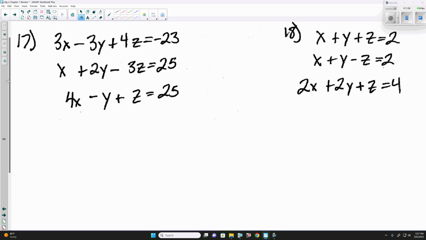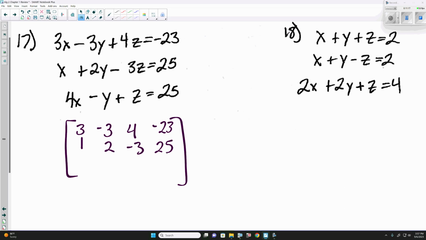Now we can do the same thing for 17 and 18. So we'd write our augmented matrix and we get this here. 3, -3, 4, -23, 1, 2, -3, 25, 4, -1, 1, 25.